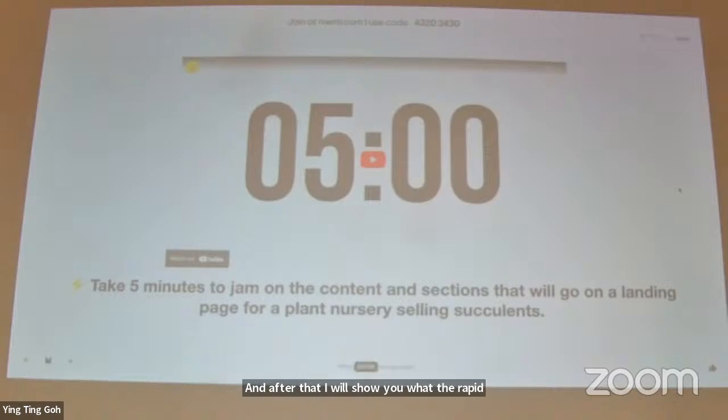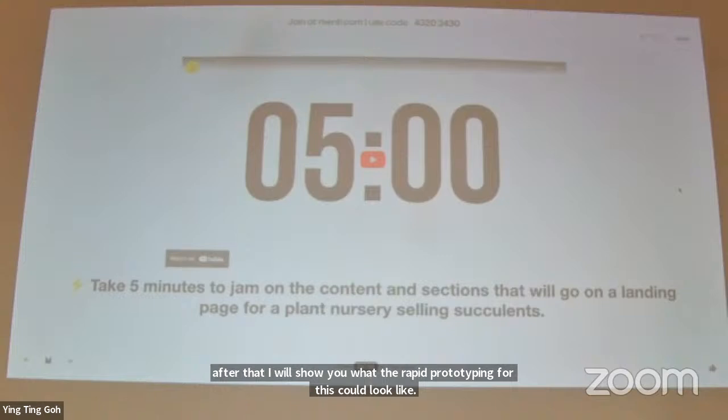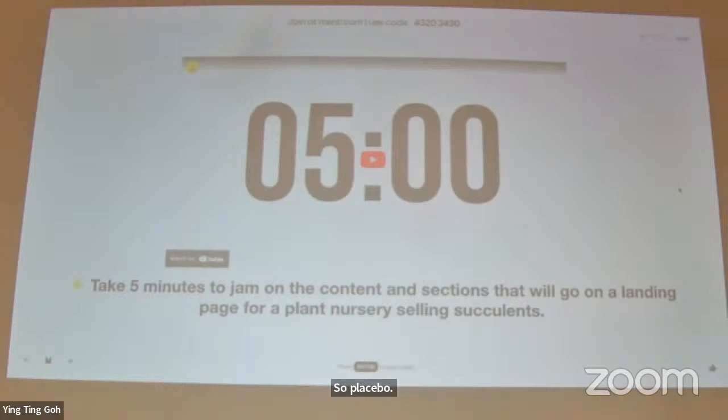Okay. So first table, if you want to share what some of these had, and you want to be talking like the picture.